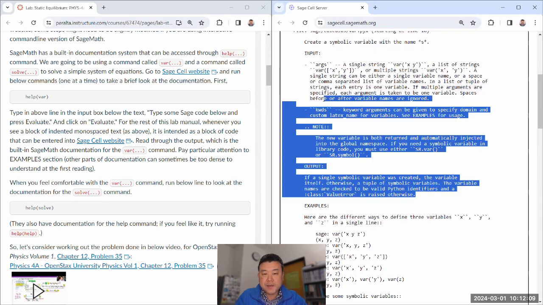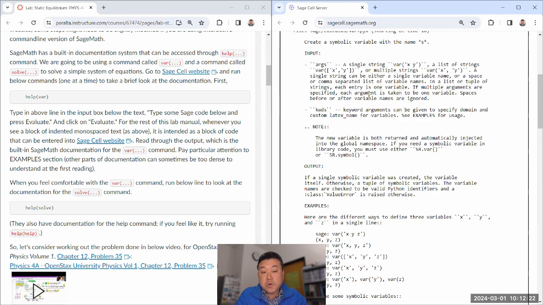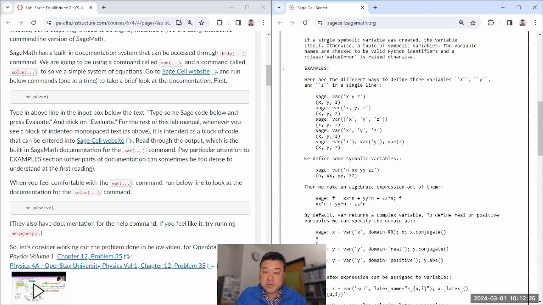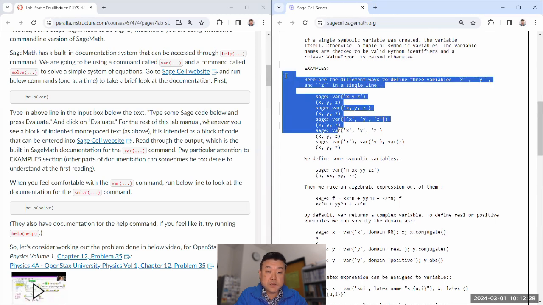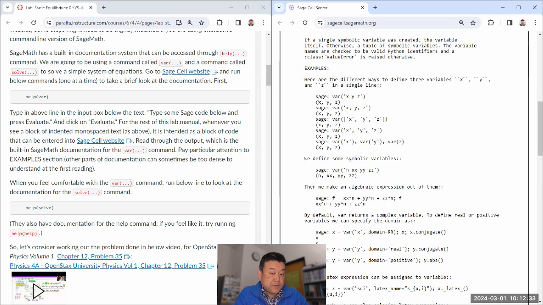And this part can be fairly dense to get through, especially for people who might not have that much experience in programming. You're not used to reading programming documentation. So oftentimes the more useful part of the built-in documentation is the examples, because with the examples, you can just see how it is being used.